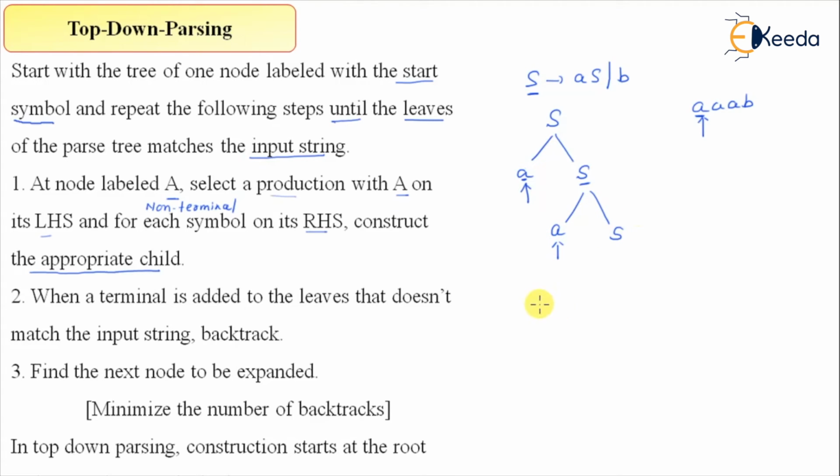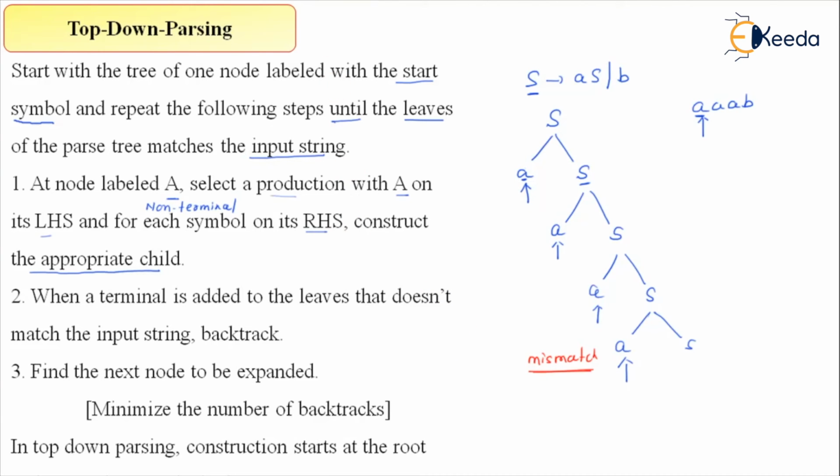And again I'll go for the expansion of S. So I'll say AS one more time. Again the terminal matches, and the next time again I'll take the first option, AS, and this time I'll match with this A, and here for the first time I'll get a mismatch. So the moment a mismatch occurs, we have to do the backtracking. Okay, so we'll do the backtrack here.